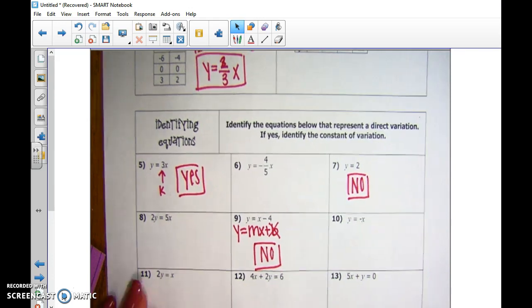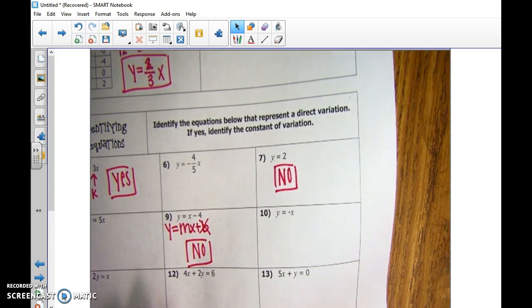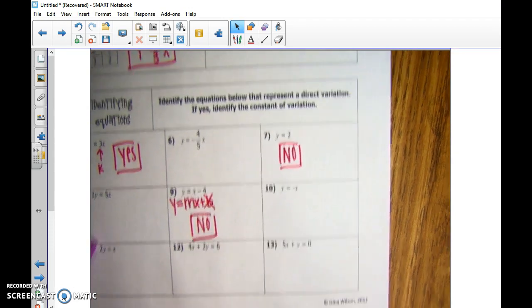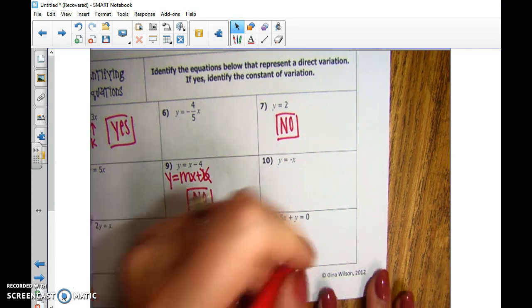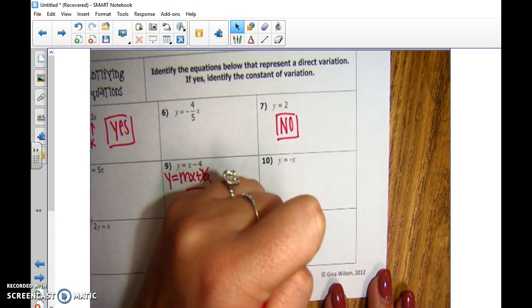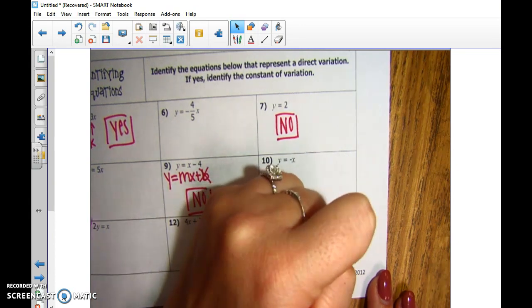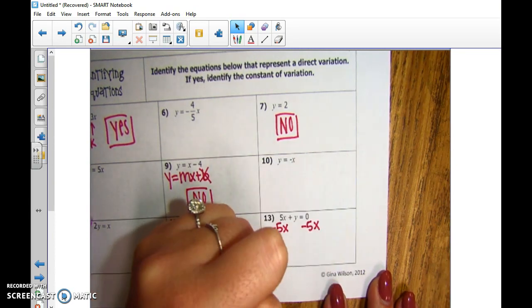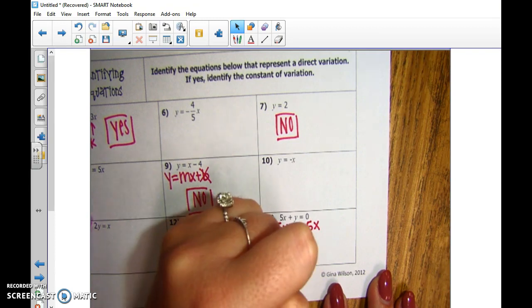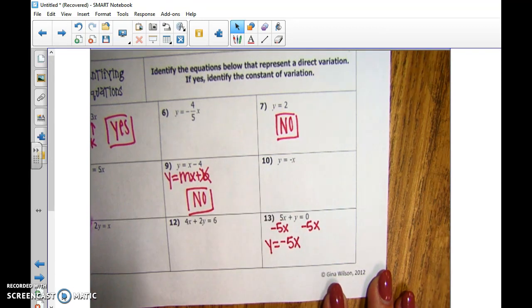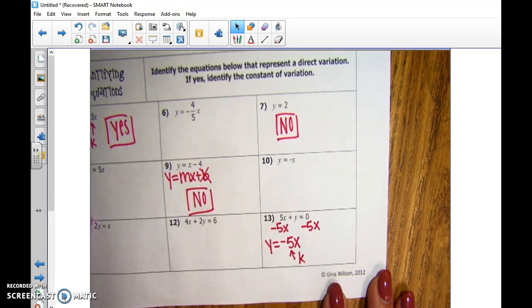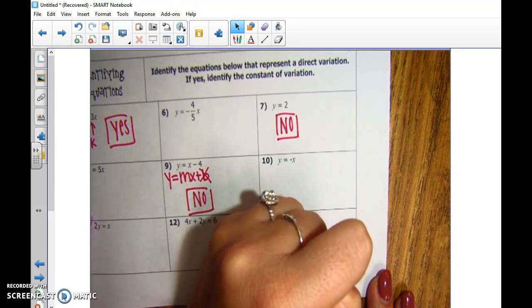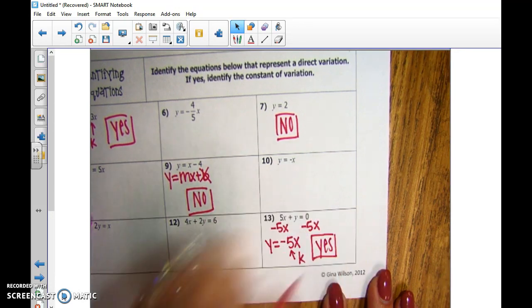All right, and let's look at number 13. So the last one we'll look at on here. We have 5x plus y equals 0. Well, that's in standard form. So what I'm going to do is subtract 5x from both sides. Then I end up with y equals negative 5x. So now I do have a constant here. So yes, this is a direct variation.